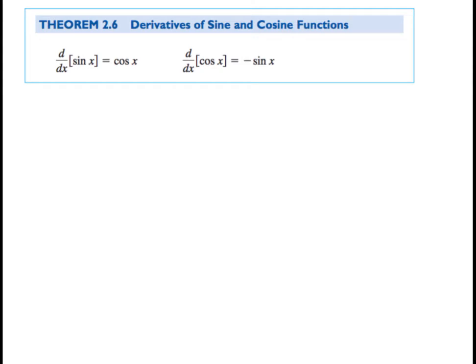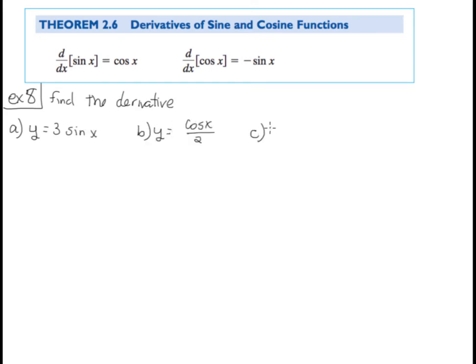And if you like to, feel free to prove that to yourself using the limit definition of derivative and verify that the derivative of cosine of x is equal to negative sine of x. Let's use all our basic rules of differentiation that we've learned in this section to evaluate these three examples. Starting with example A, we have y is equal to 3 times sine of x.